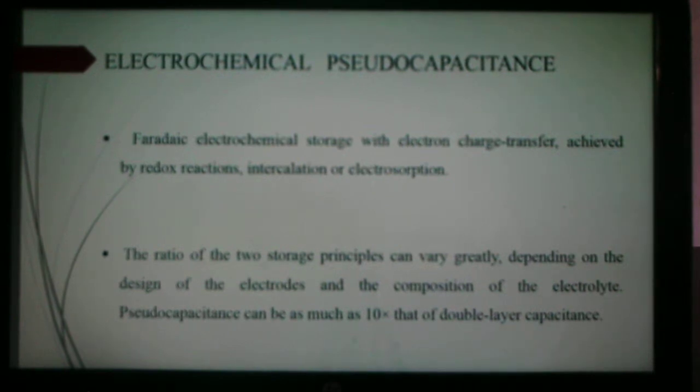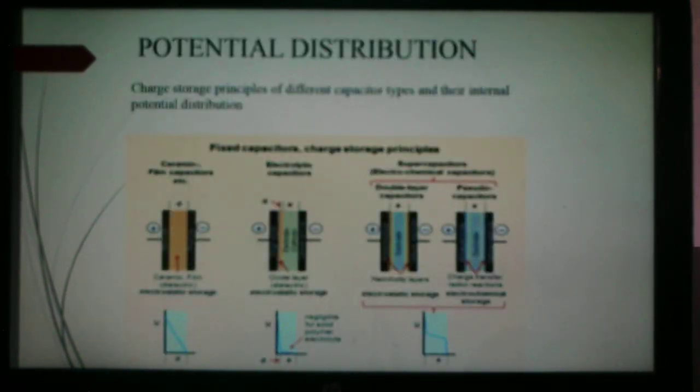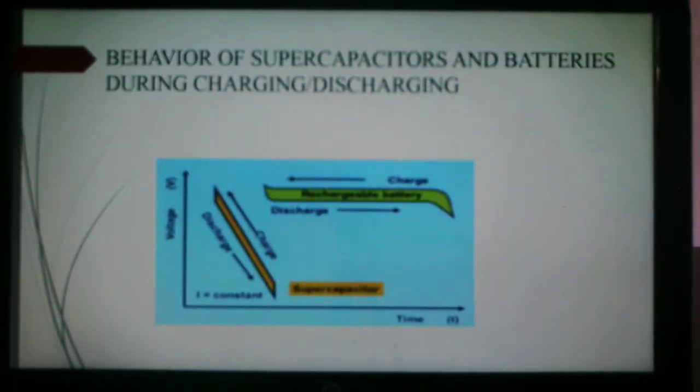Here a simplified view of the double layer is shown, with specifically adsorbed ions which have submitted their charge to the electrode, to explain the Faraday charge transfer of the pseudo capacitance. The potential distribution is shown below. The charge storage principles of the different capacitor types and their internal potential distribution are shown below. Then the behavior of supercapacitors and batteries during charging and discharging is shown in this curve.